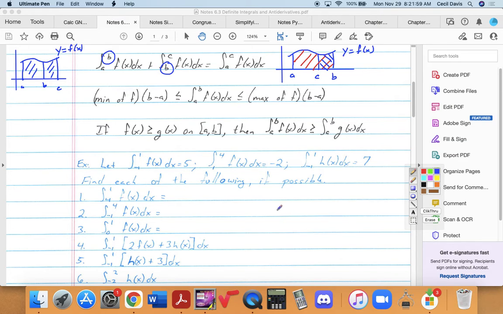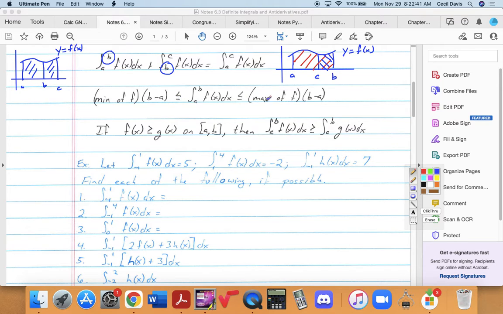A pretty obvious idea, I think at least: the minimum of f times b minus a. What does that tell you? Well, the minimum of f, that's a y value, times b minus a, that's the width. This is an area, from the lowest place on my graph of f. It is going to be less than the integral, which in turn will be less than the maximum value of f times b minus a, which will be another area, but from the highest point on my graph. The integral will be somewhere in between those two.